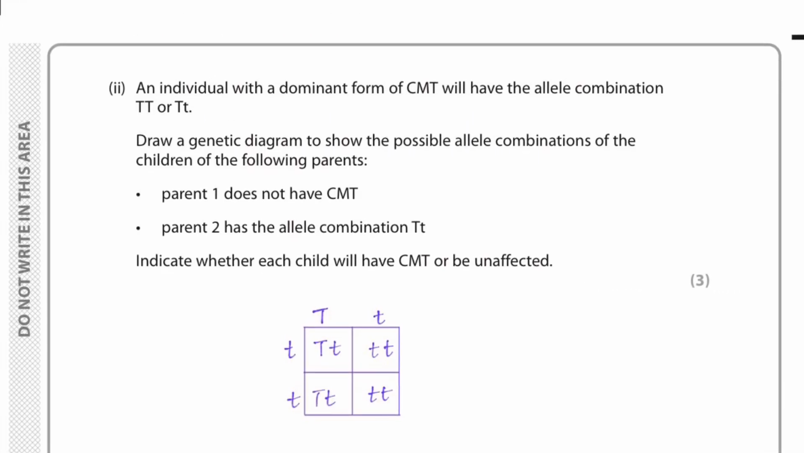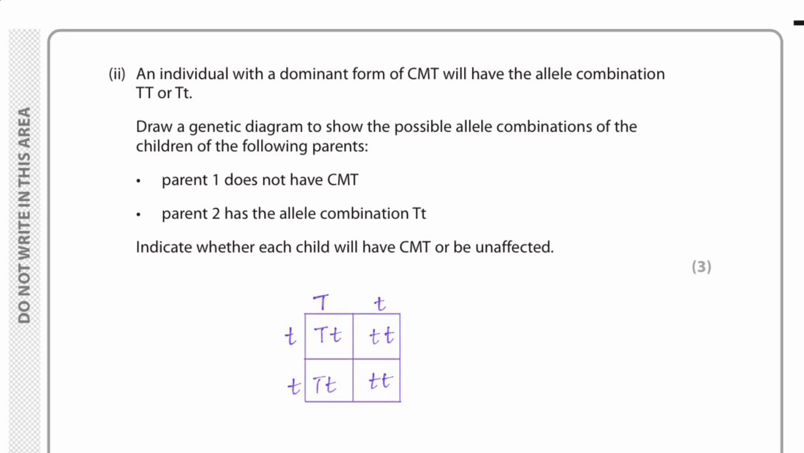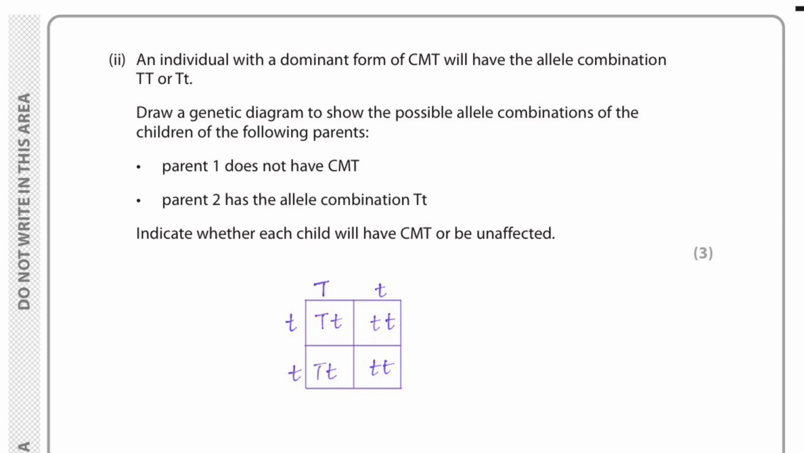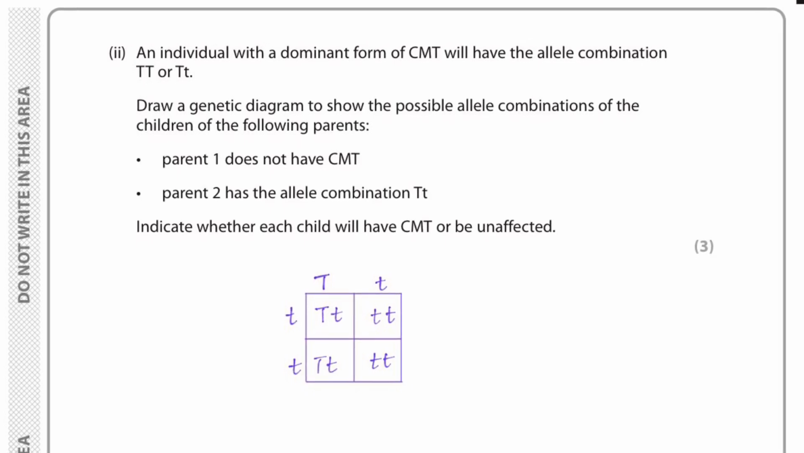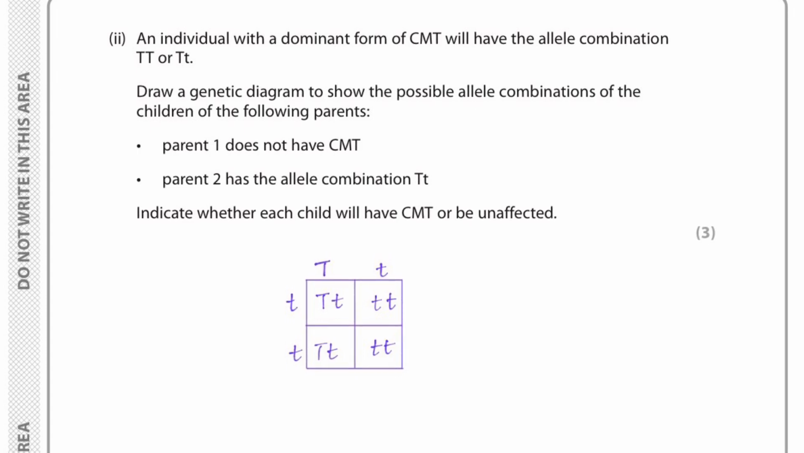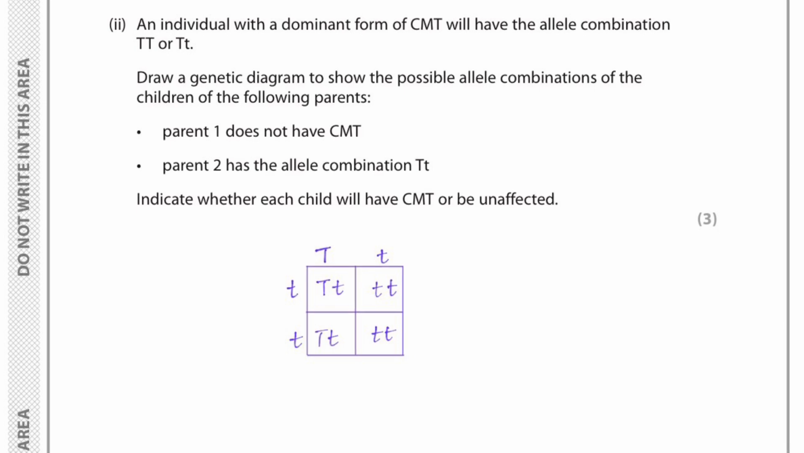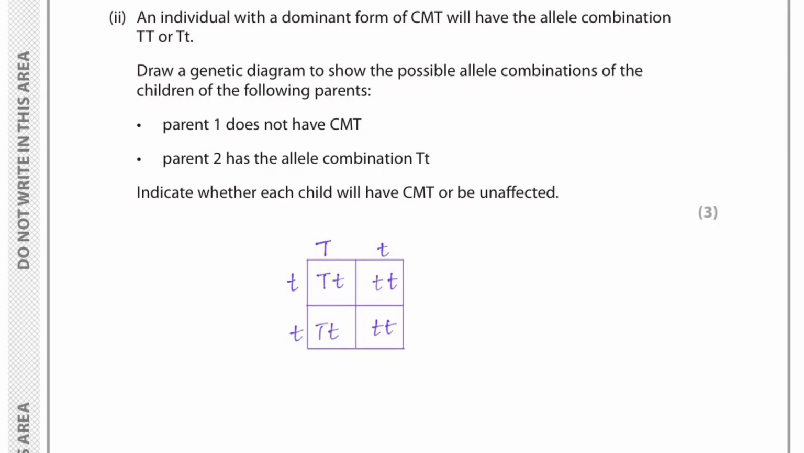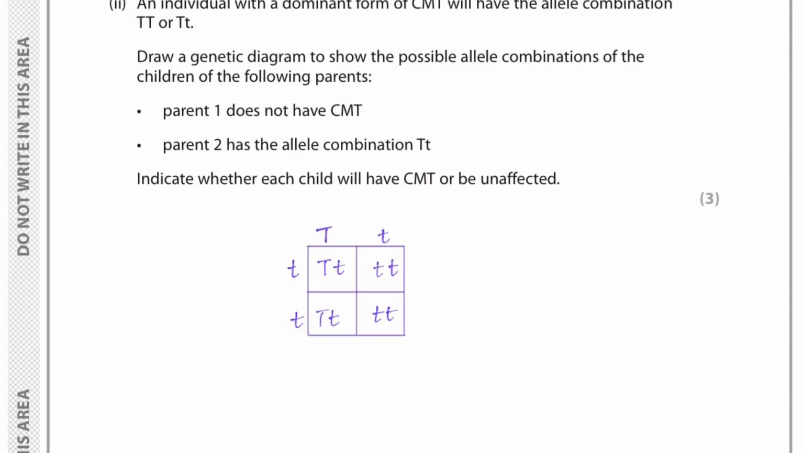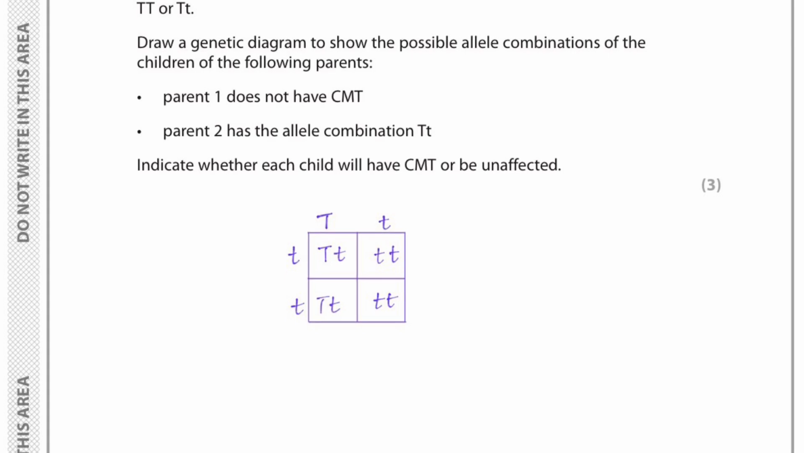Next, they say, an individual with a dominant form of CMT will have the allele combination TT, homozygous dominant, or Tt, heterozygous. Draw a genetic diagram to show the possible allele combinations of the children, where one parent does not have CMT and the other parent has the genotype Tt. Here they're asking for a Punnett square, showing a cross between a normal parent and a carrier parent. So I said, the unaffected parent is homozygous recessive and the other parent is heterozygous. Therefore, half the children would have CMT and half would not.